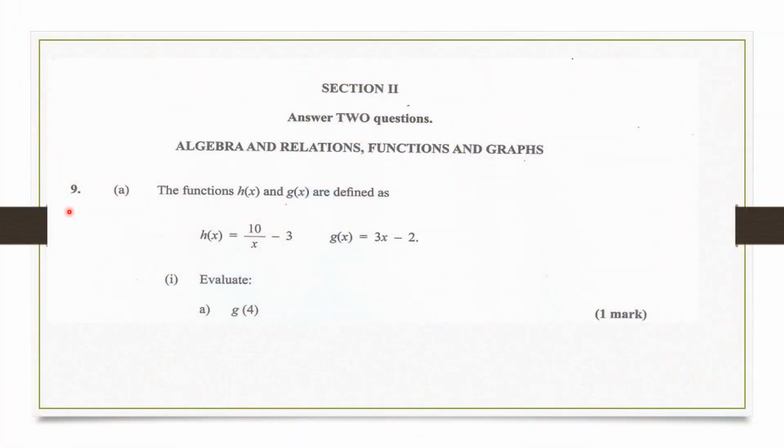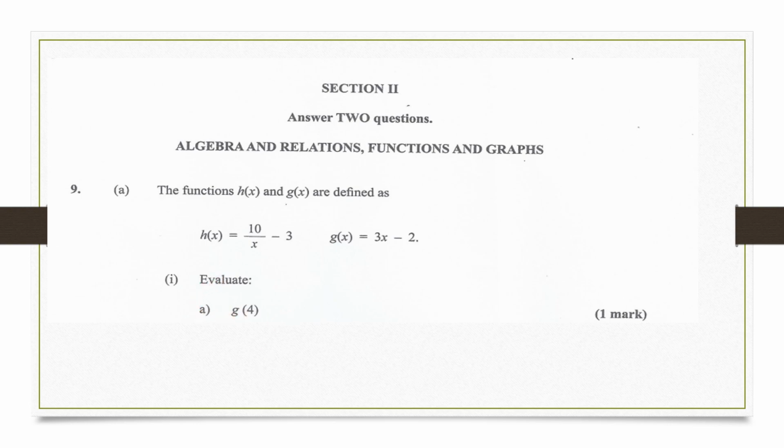Here we have question 9, and the topic is algebra and relations, functions, and graphs. The functions h of x and g of x are defined as h of x is 10 over x minus 3, g of x is equal to 3x minus 2. Part 1, evaluate g of 4.